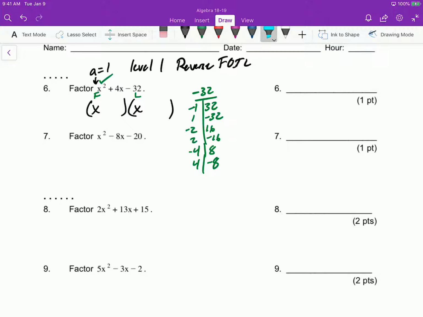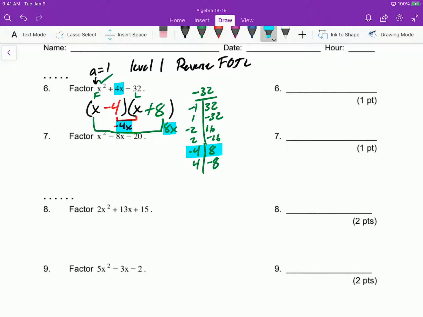Which one of these would combine to be a positive 4x? Would be if the 8 is positive and the 4 is negative. So there's my winner. It would be a plus 8 and a minus 4, because on the inside of the FOIL I would get negative 4x, but on the outside of the FOIL I get positive 8x, and positive 8 and negative 4 would combine to give me the 4.